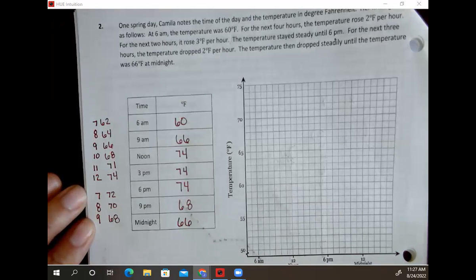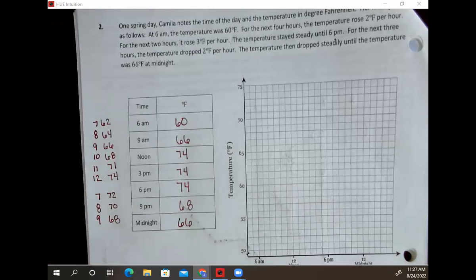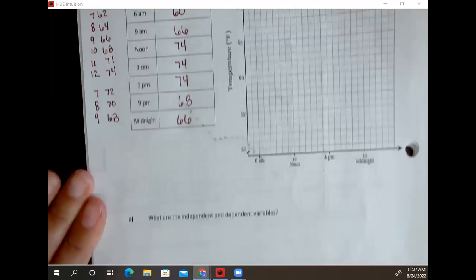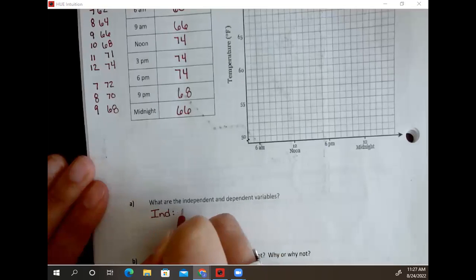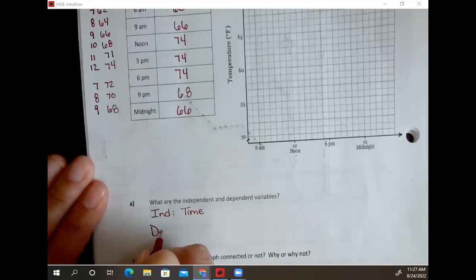So there's our data. We're looking at time and temperature here. What's our independent variable? Time. Our dependent variable then? The temperature.